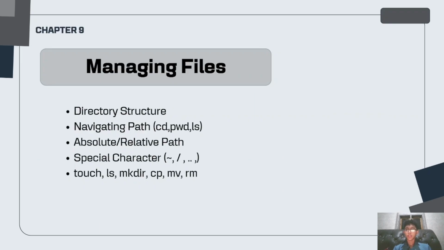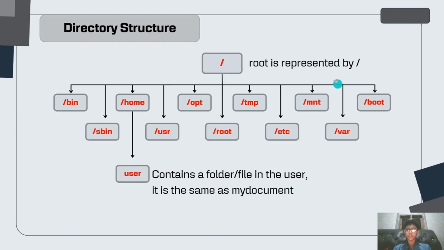So in chapter 9, which is managing files, I will give you some practice and presentation about directory structure, then navigating paths, which is cd, pwd, and then ls, and I will practice about absolute and relative paths, and then special characters, there is tilde, slash, and double dot, and I will practice the touch command, ls, mkdir, cp, mv, and rm.